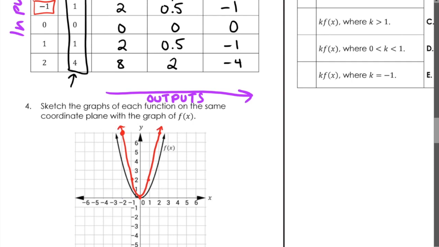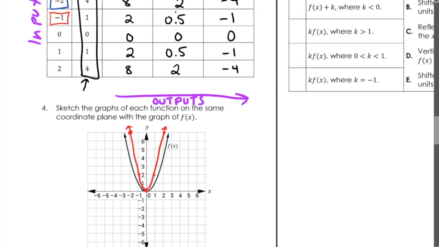Okay. So notice when I multiplied it by 2, this graph got skinnier. Okay. It still came from the center, but it got skinnier. Okay. You guys go ahead and graph the rest, and that is it for this video.